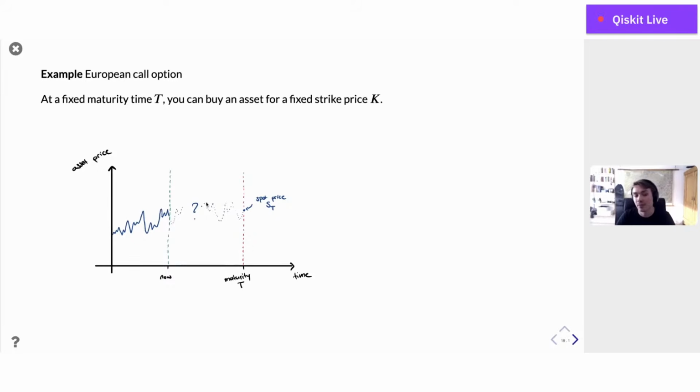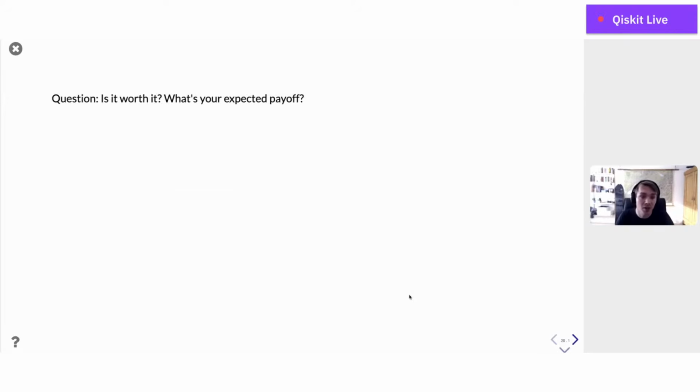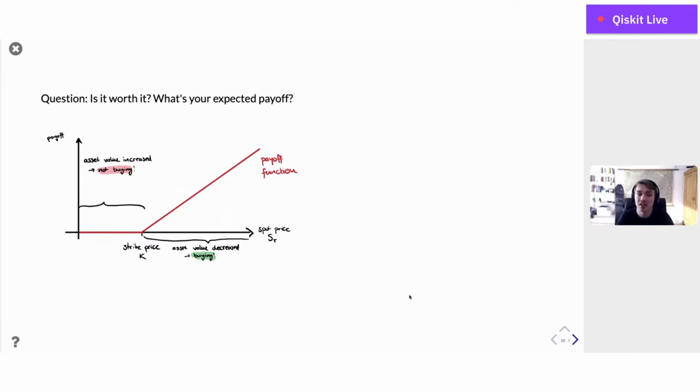As time goes by and the market evolves, the asset will have a final so-called spot price, the actual price as of T, and this might be higher or lower than the price that we agreed upon. And depending on whether it's higher or lower, either I or you can make money with that. So the question that we try to solve with option pricing is essentially, is it worth it to buy this option or not? And we answer this question by using the so-called payoff function.